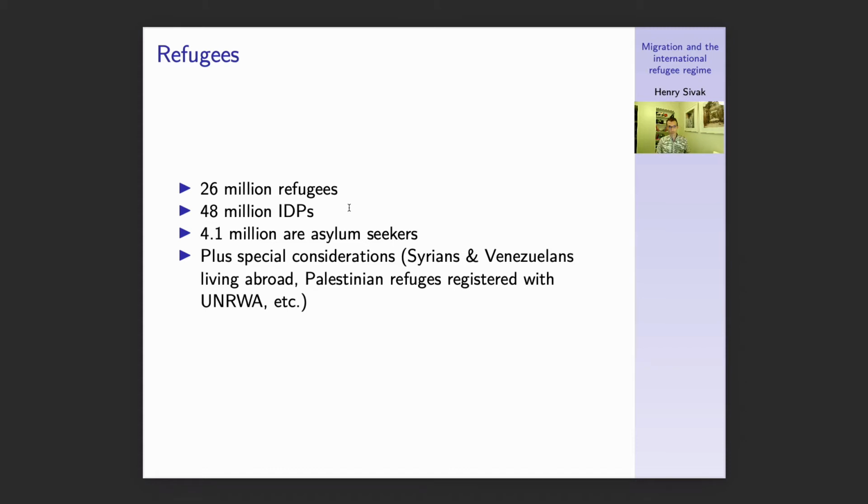That includes the 4.1 million who are asylum seekers, aka who have asked for asylum in a country that is a party to the 1951 Refugee Convention. We're going to get there. As well as special considerations with particular populations like Syrians and Venezuelans living abroad who have not yet acquired residency or citizenship in another country, Palestinian refugees registered with UNRWA, etc.